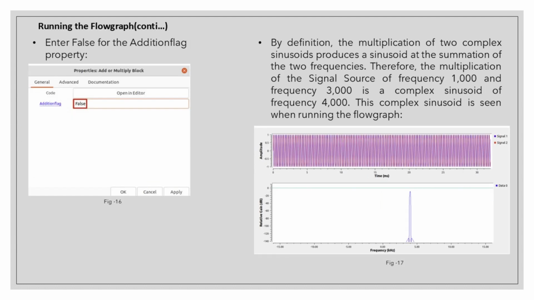Running the flow graph continued. Enter False for the addition flag property as shown in Figure 16. By definition, the multiplication of two complex sinusoids produces a sinusoid at the summation of the two frequencies. Therefore, the multiplication of the signal source of frequency 1000 and frequency 3000 is a complex sinusoid of frequency 4000. This complex sinusoid is seen when running the flow graph as shown in Figure 17.